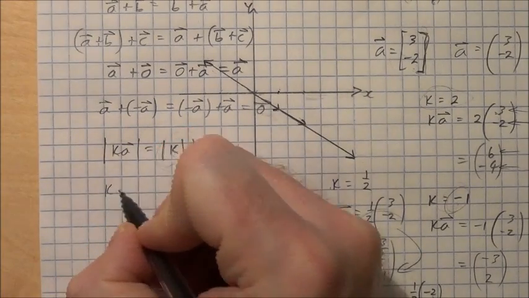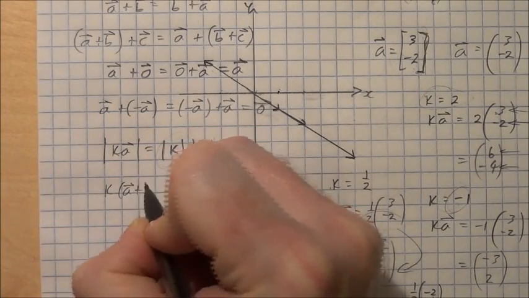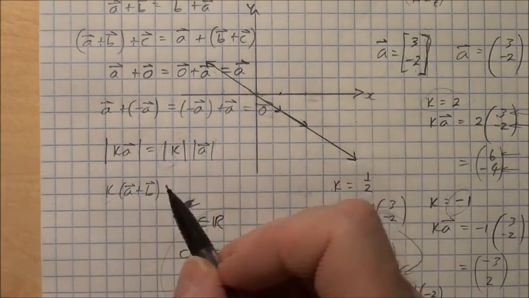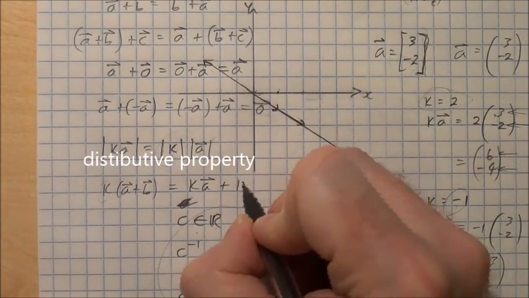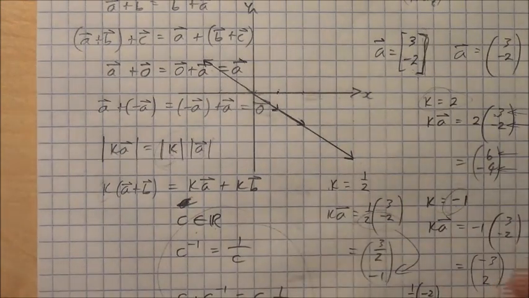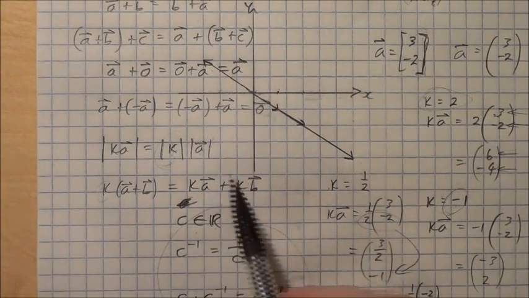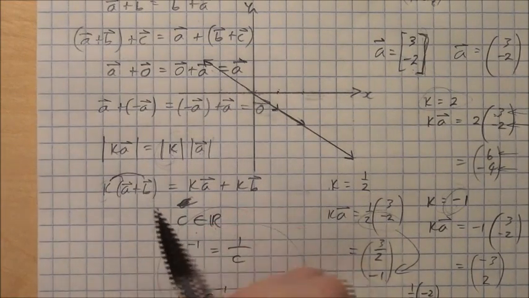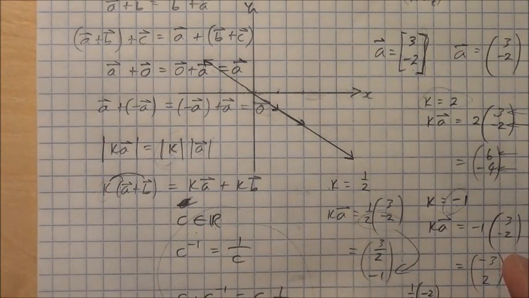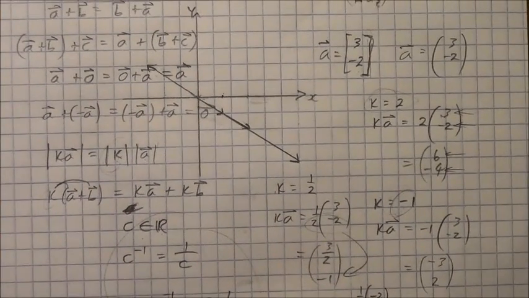And then the last thing is if we have an addition of two vectors and we multiply by a scalar, that's going to be the same as multiplying each vector individually by that scalar and then adding them together, which is the distributive property. So the distributive property holds in vector addition as well. Okay, so those are about all the properties and different operations that we're going to be doing with vectors, vectors in space.